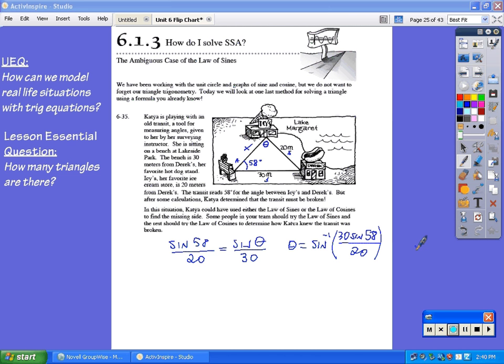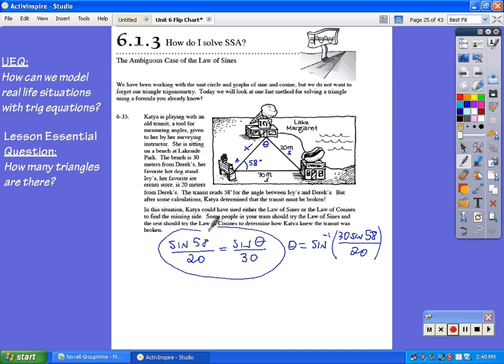In this problem, Katya is trying to determine the distance between her and Ices. What she knows is the angle between Ices and Derek's. She also knows the distance to Derek's and the distance between Ices and Derek's. So what you can see here is that we've started to set this problem up using law of sines in an attempt to find this angle right here, theta.